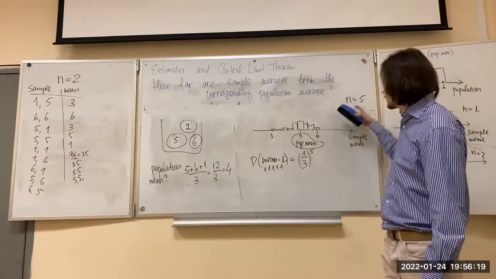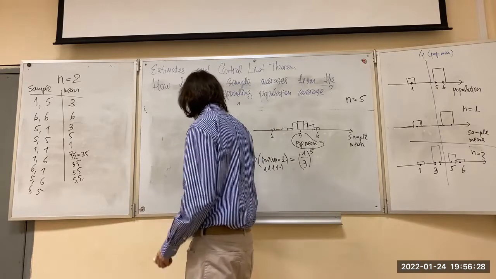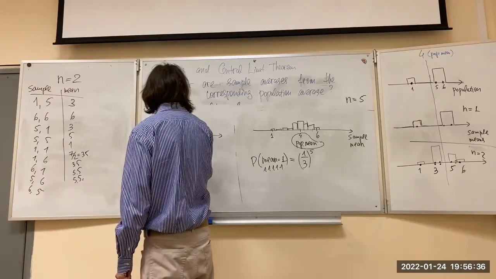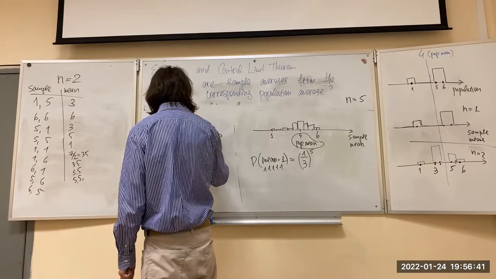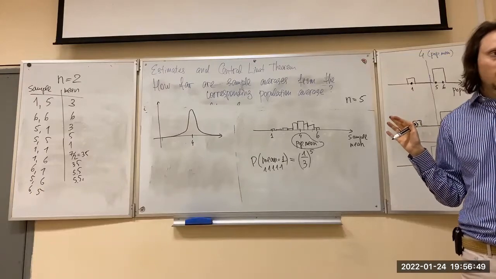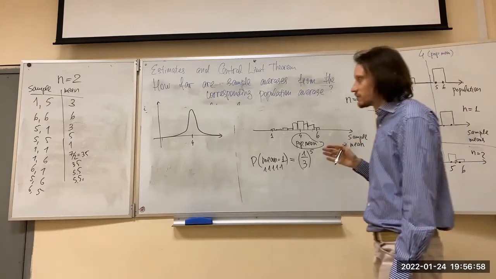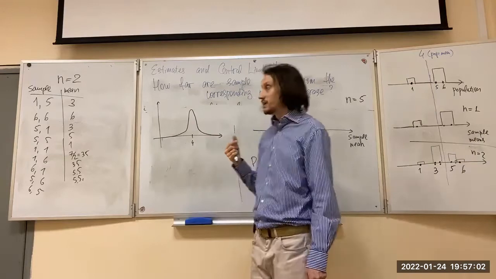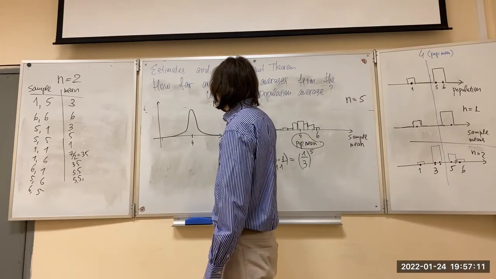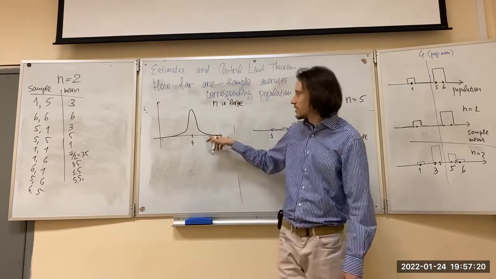And then if you increase the sample size even more, you would get a histogram that looks more or less like the following. Something like this. This is a bell-shaped curve that is very famous. And this is the essence of the central limit theorem. The central limit theorem says that if you increase the number of elements in your sample, then the distribution of sample means has a histogram that looks like this curve.